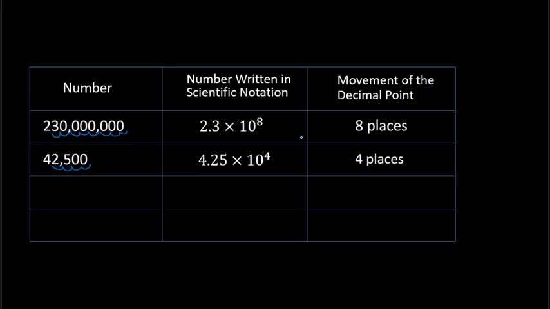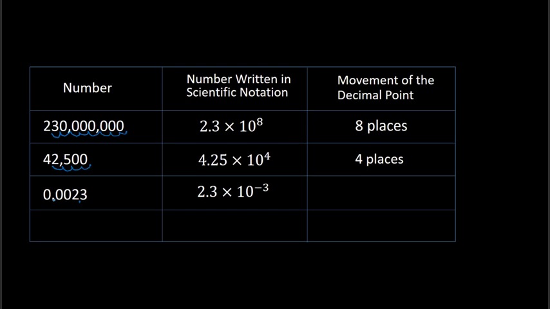Now the question is, what do you do if it's a small number? So if it's smaller than 1, what do you do? Well, it's still the same exact process. The only difference will be with the exponent. So the decimal moves after the first non-zero number. So these are all zeros. The first number that's not 0 is the 2. So the decimal moves after the 2. So this becomes 2.3 times 10 to some power.